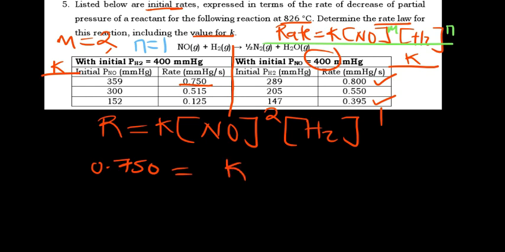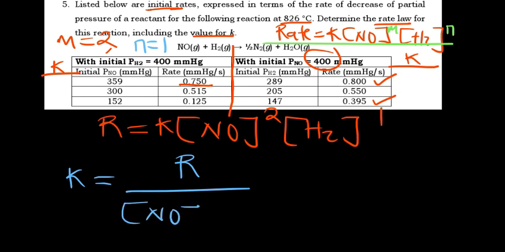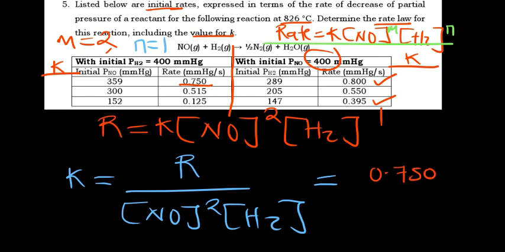If you make k the subject of the formula to make things faster, you'll notice that you'll be dividing by the nitrogen squared. So let's make k the subject: you end up with the rate divided by the nitrogen squared and then the hydrogen. So we'll just be plugging in. For the first one, the rate was 0.750 divided by nitrogen dioxide, which was 392, hydrogen was constant at 400.